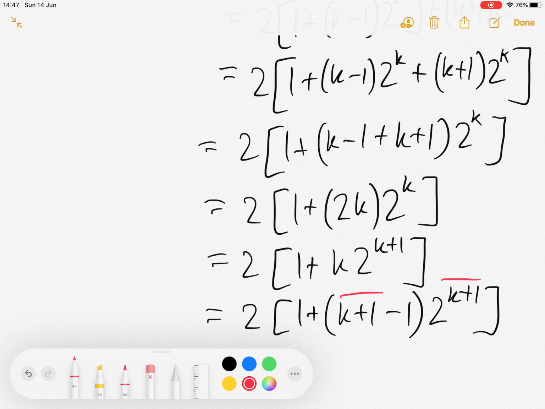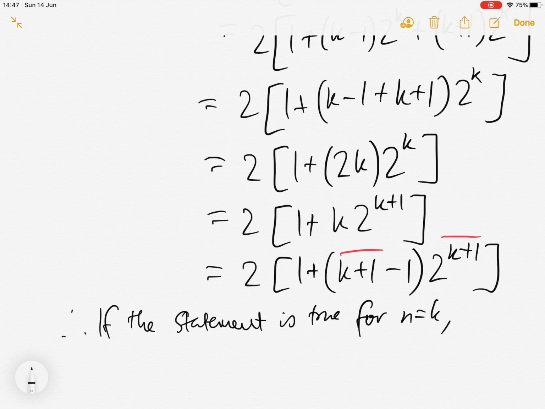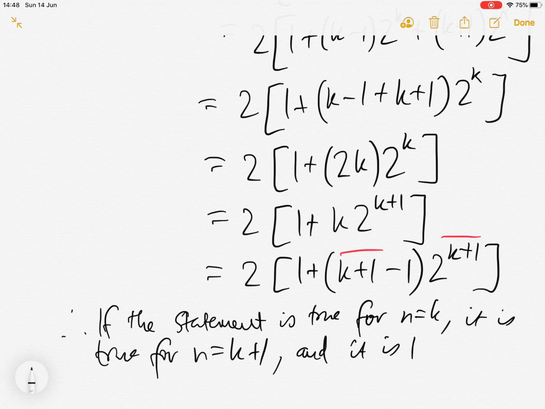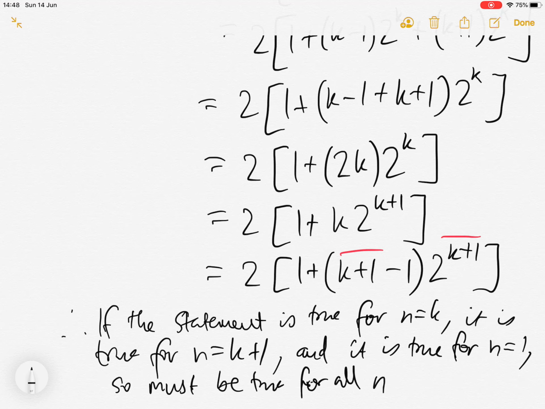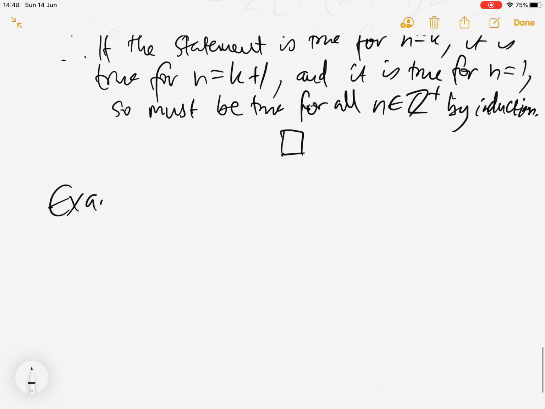So now we can make our conclusion. Therefore, if the statement is true for n equals k, it is true for n equals k plus 1, and it is true for n equals 1, so it must be true for all positive integers n by induction. End of proof. And we'll just do one last one.